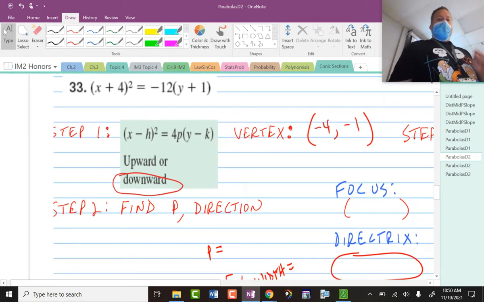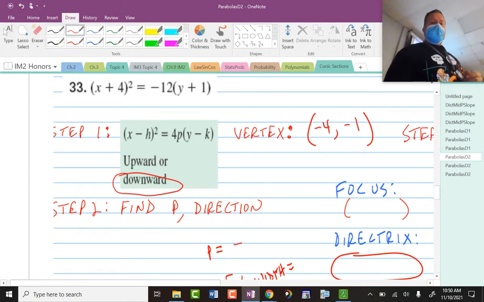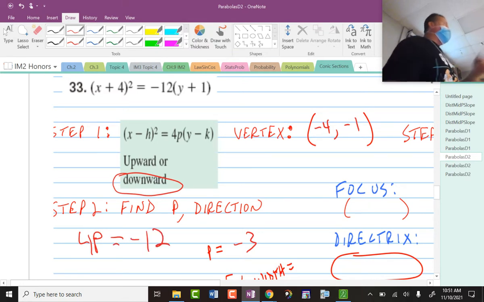By the way, everybody, what's P? 3, 2, 1, go. I would prefer -3. Or you could say 3, but it goes down. And how you get that is the 4P position equals -12. And now you're getting better at finding that. By the way, this is unique, this 4P thing to parabolas.